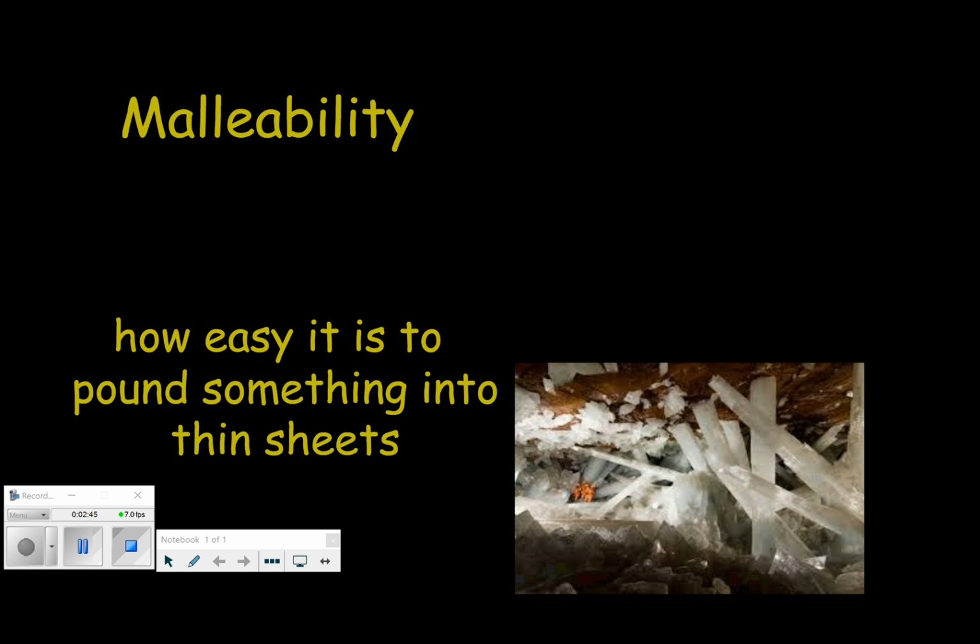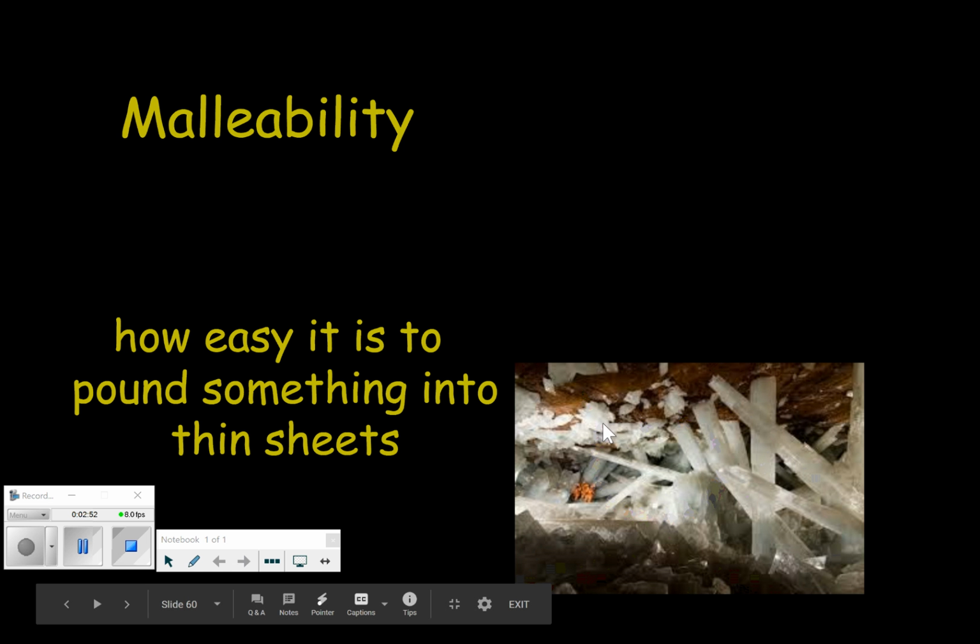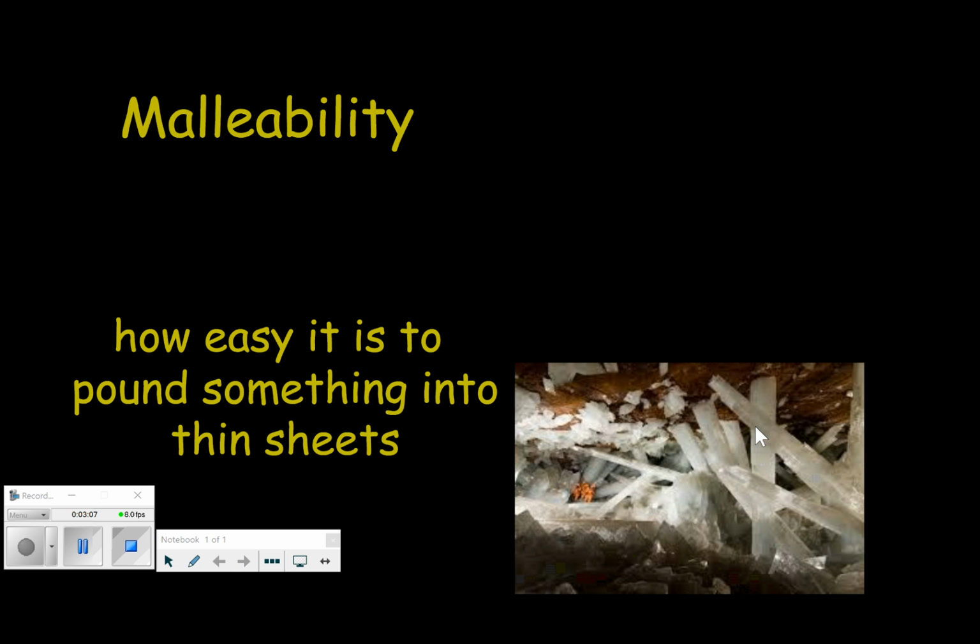Malleability is how easy it is to pound something into thin sheets. Now, the picture I've got here, I believe, is some kind of crystals. These are people standing in there, I believe. But I don't think I would be able to pound this into thin sheets. But again, gold, which is ductile, is also malleable. I think of the word malleable like a mallet. Mallets pound things into thin sheets. That means malleable.